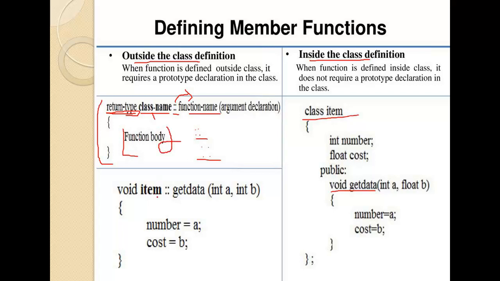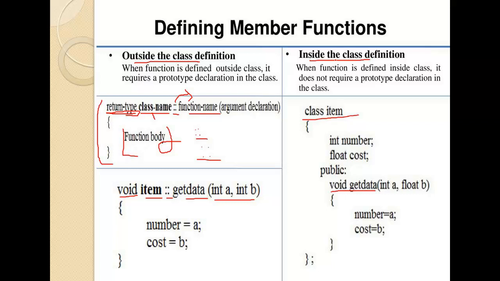In the example, see void get data int a comma float b. So void is the return type. This is the class name, scope resolution operator. Here I have defined the function name. Then we have the arguments declared here. Inside this, I am assigning the value of a to number and the value of b to cost. Right. So this is how we are going to define the member function outside the class definition.